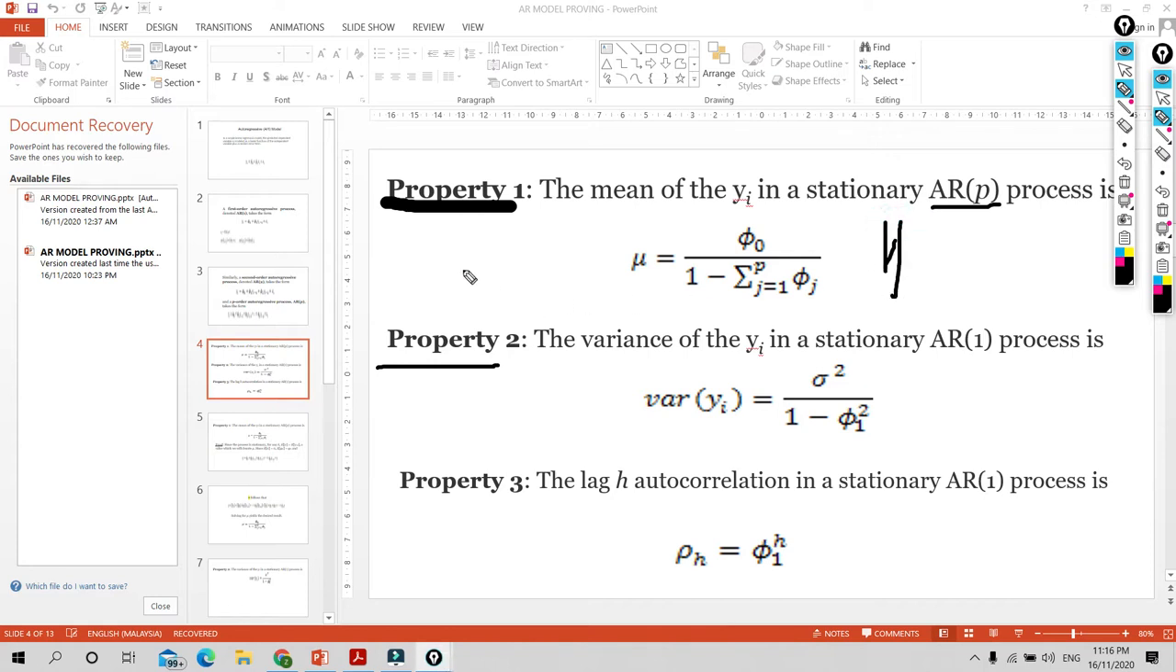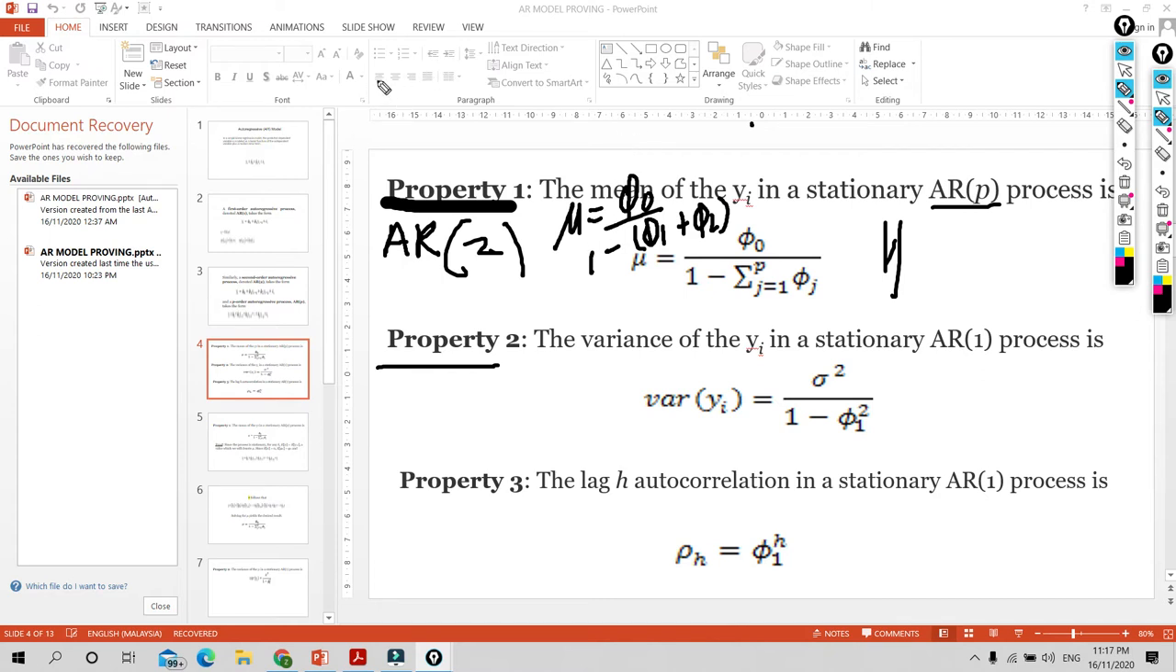Let's say I want to find the mean for the second order. The mean for the AR2 model, mu, is equal to phi naught over 1 minus phi 1 plus phi 2. This is the mean for the AR2 model.